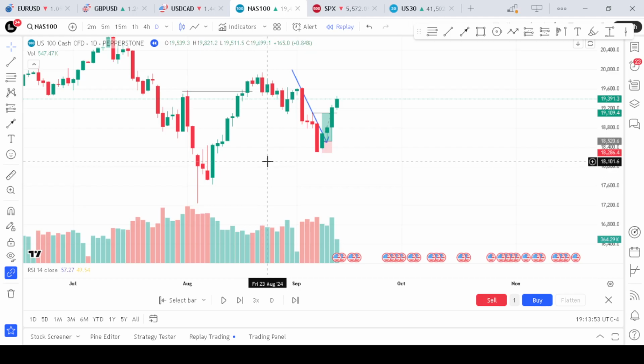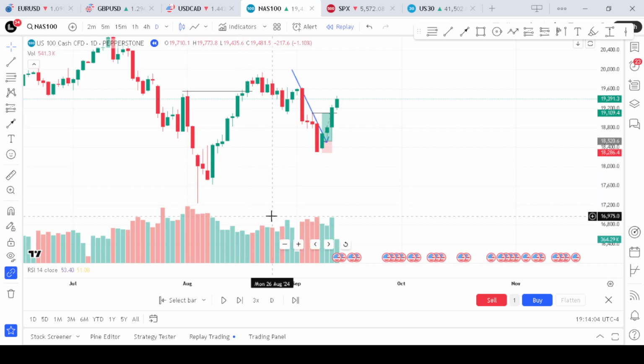Remember to confirm with your volume, maintain strict risk management, and always wait for the 5th candle confirmation. Success with this pattern requires patience, because you have to wait for all your elements to align before taking a trade.